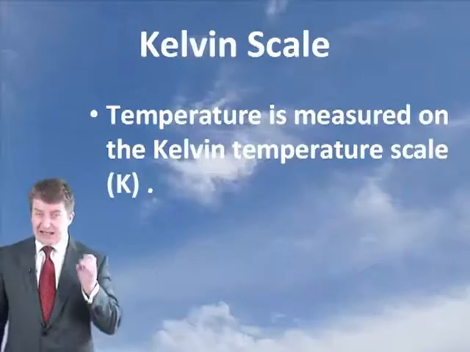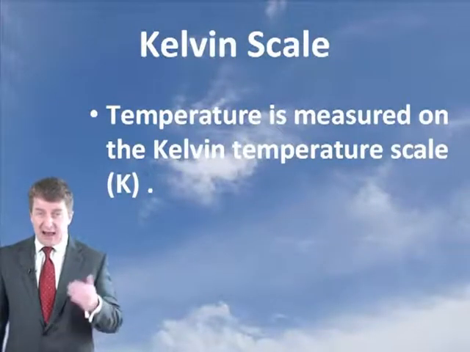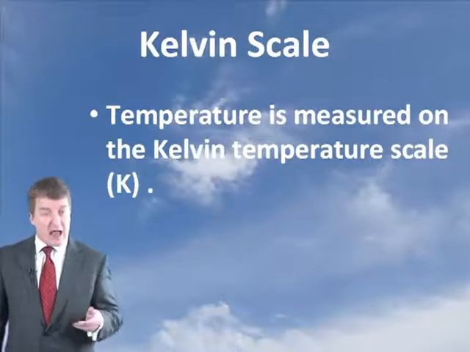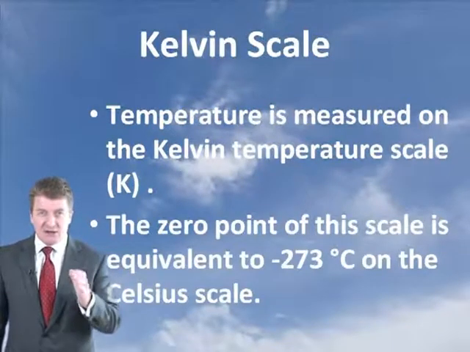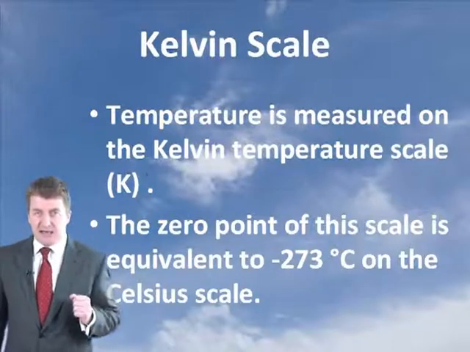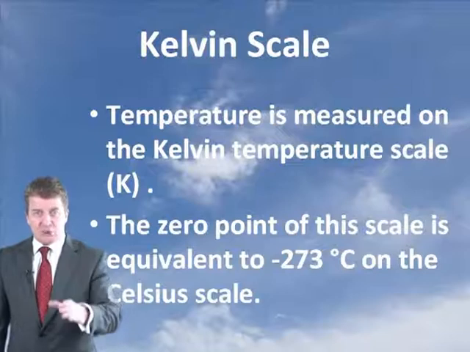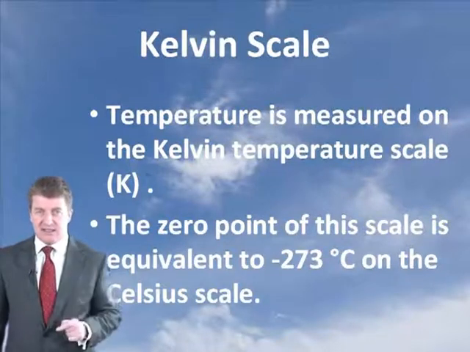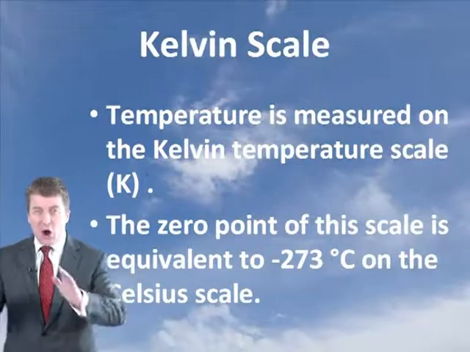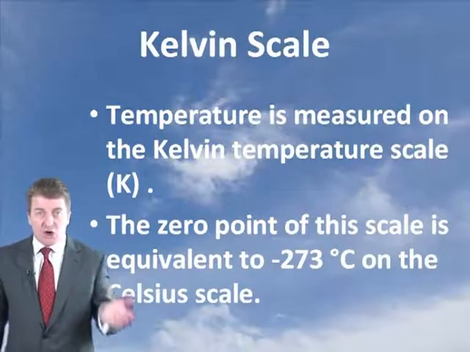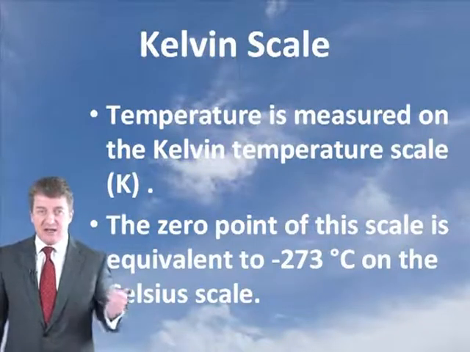Now, temperature is actually measured on the Kelvin scale, and this was developed by Lord Kelvin in the mid-1800s, and the 0 point of the scale is equivalent to minus 273 degrees C. So 0 degrees Kelvin is minus 273 degrees Celsius, and this is considered the lowest temperature of anything on our planet. You can't get anything colder than 0 Kelvin, which is minus 273 degrees C.